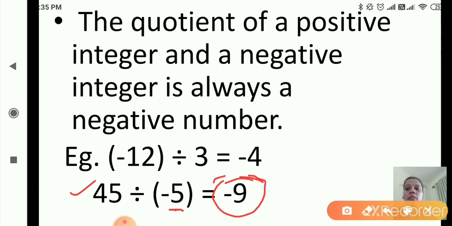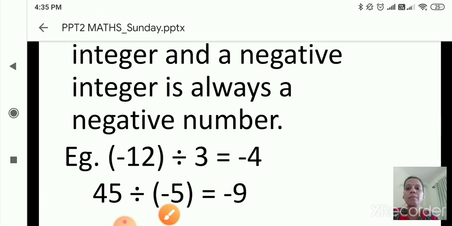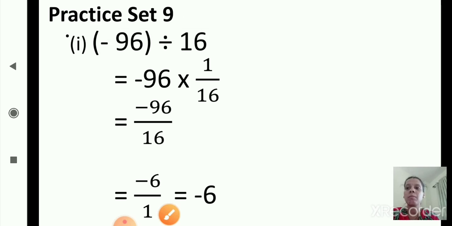I hope you are clear with all the rules. Now we'll start with practice set 9. So the first sum is minus 96 divided by 16. This is the first sum from practice set 9. We will revise 4-5 sums from this practice set.